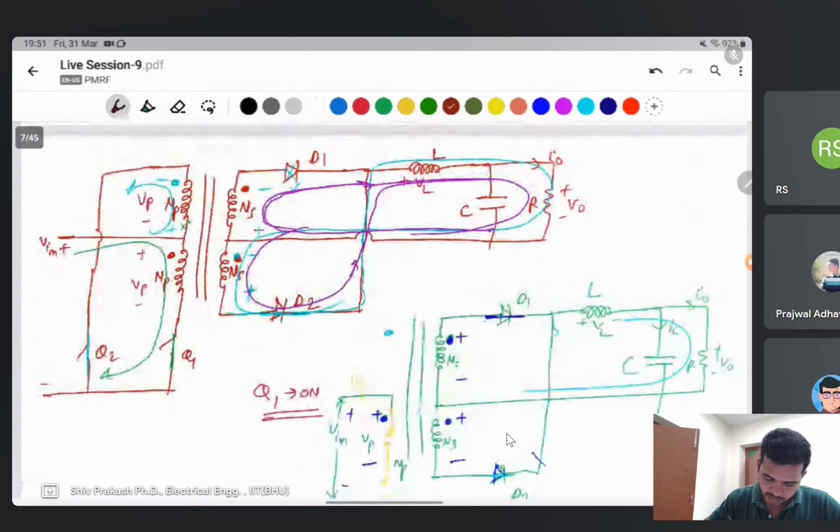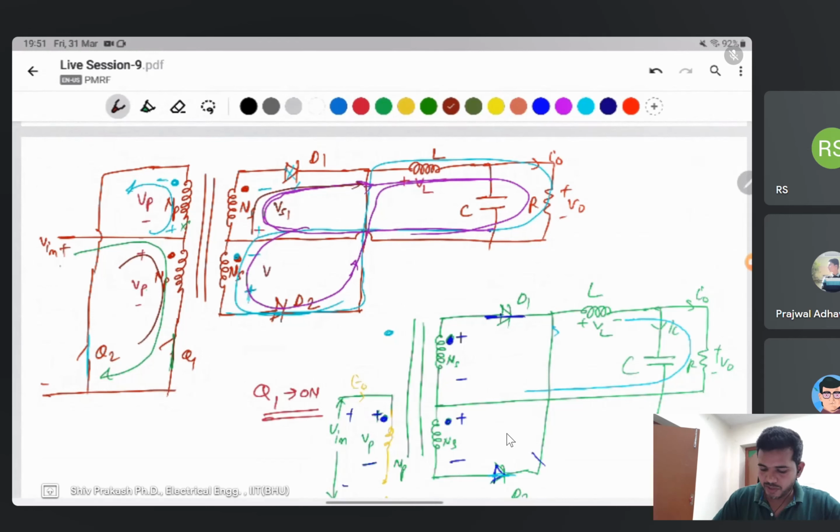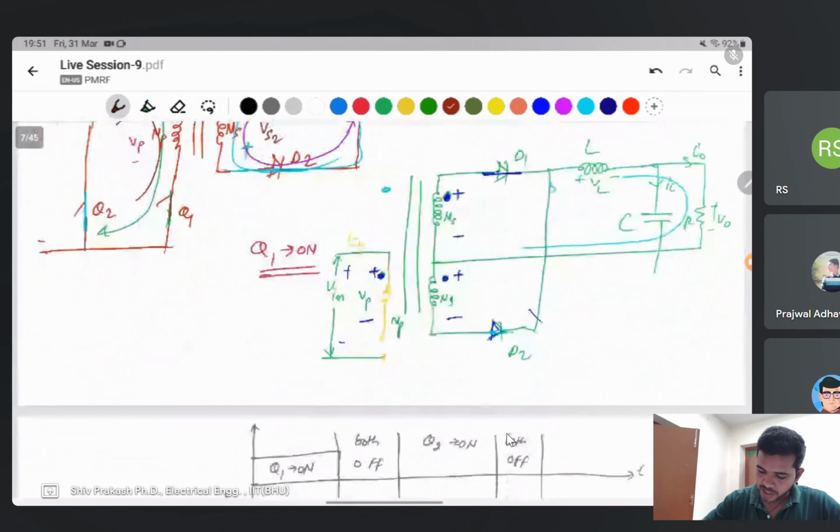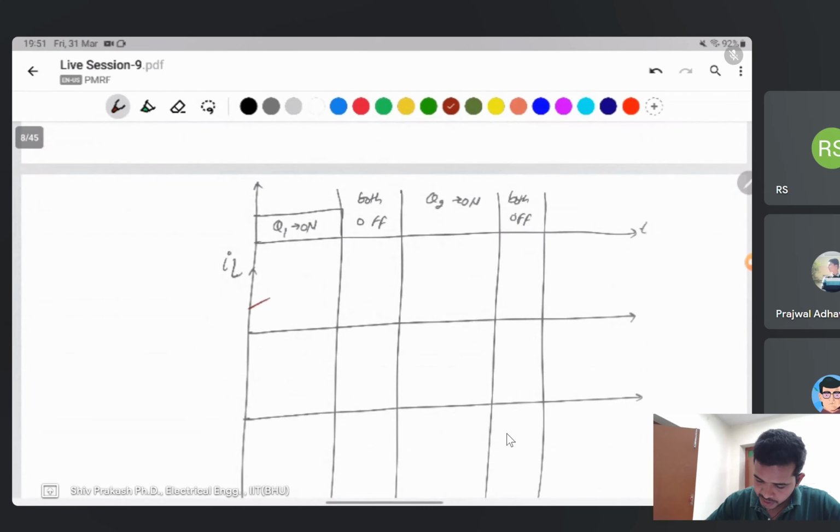When Q1 is on, current flows through D1. You can see this one is secondary 1, this one secondary 2. IS1 flows like that. Then the inductor will be charged, and when both are off, the current will be discharged like that. And then when Q2 is on, this one is charged, and when both are off, discharged.